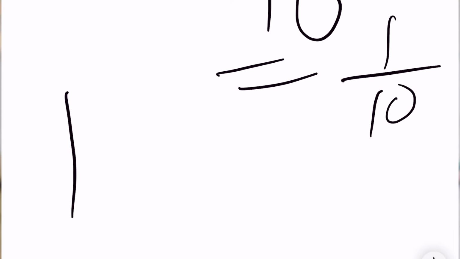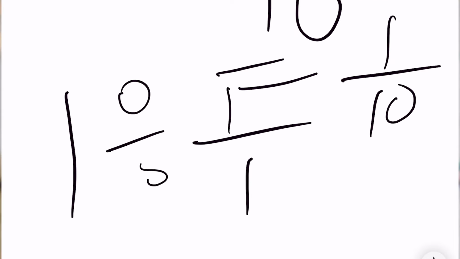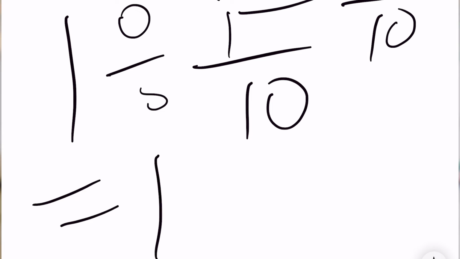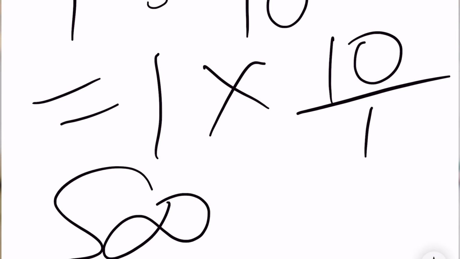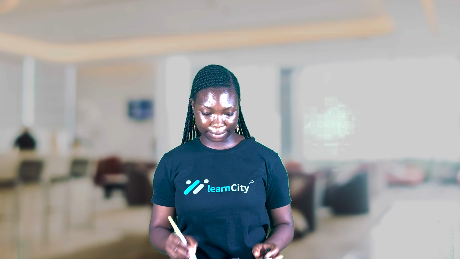So we have 1 divided by 1 over 10, which is 1 times 10 over 1. So our sum to infinity for this is 10.